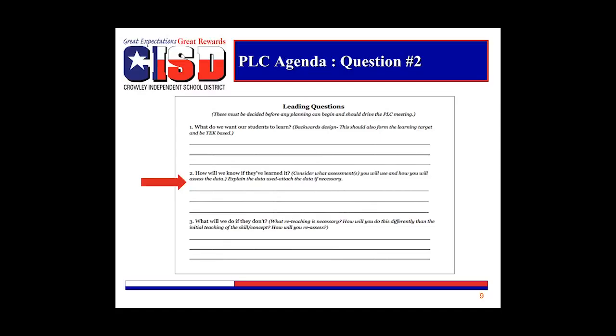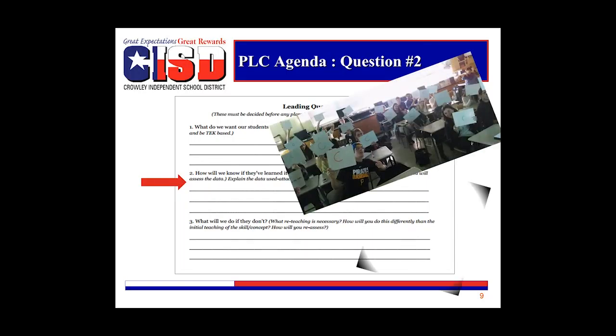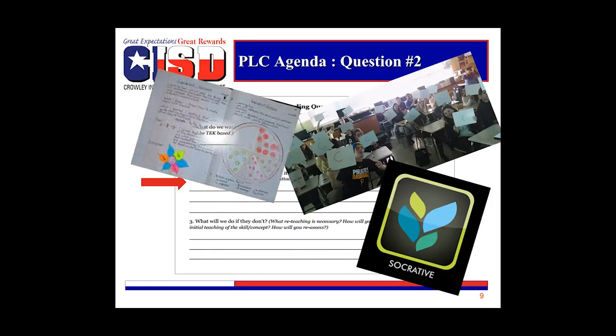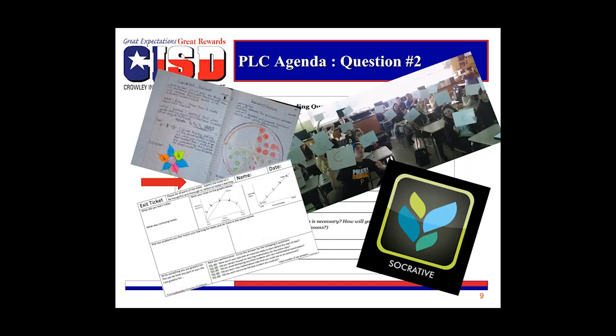Leading question 2 is, how will we know students have learned it? This question includes the in-class formative assessments you create in order to assess student learning immediately, therefore being able to reteach when needed. This may include the use of whiteboards, clickers or polling apps using the iPads, students writing and journaling, or exit tickets, which will be demonstrated later in this video, or other quick assessment tools.